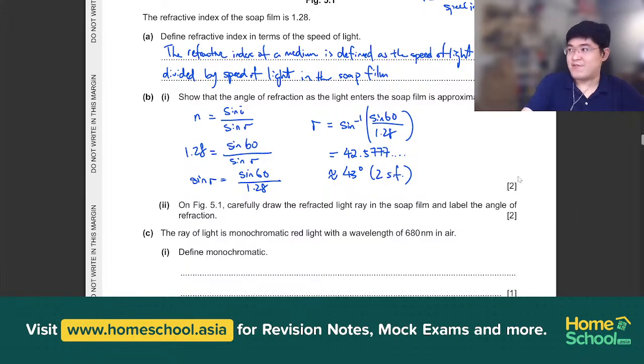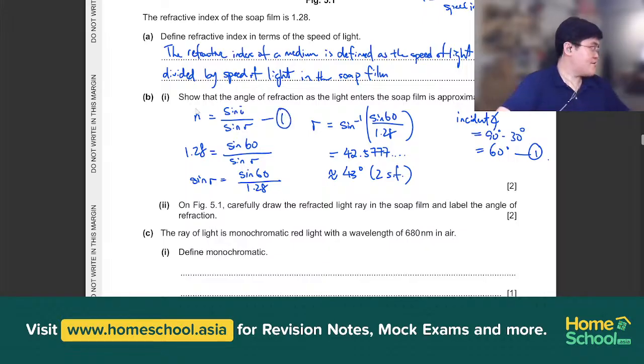Your first mark is when you write down the incident angle is 60. All right, over here. So incident angle is equals to 90 minus 30 degrees, which will equals to 60 degrees. Sorry, I should have written this just now. So this is your first mark, okay? And then your second mark is given when you write this equation, n is equals to sine I over sine R, which is your second mark over here. By doing that, you should get your full 2 marks, okay?